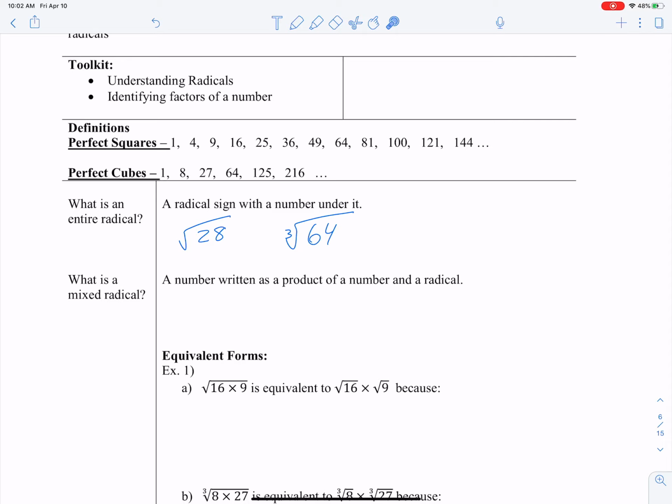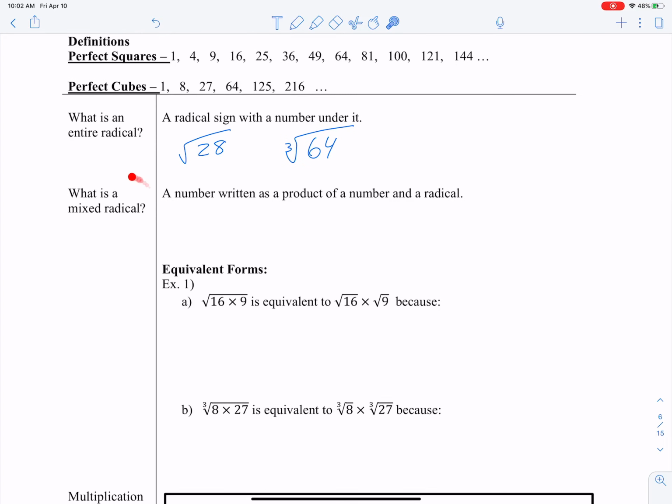And there's nothing else. So a mixed radical is a number written as a product of a number and a radical. A mixed radical has a number in front, then the radical sign, and then another number under the radical sign. So this means 3 times the square root of 5. You don't need to write the times, it's implied here. So 3 root 5.